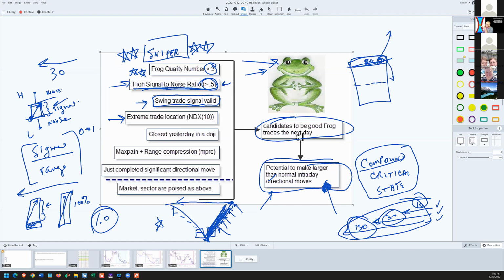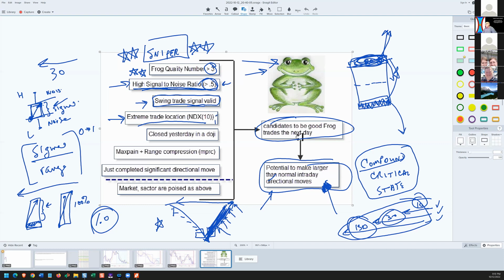Either one of those is a move from a critical state based on location, and you get a large directional move. Same thing if it's oversold on that NDX10, you get either a large recovery or a collapsing dragon. So an extreme location on the NDX10 is an indication that tomorrow might be a good day. That's why you see me highlighting those in the daily report.